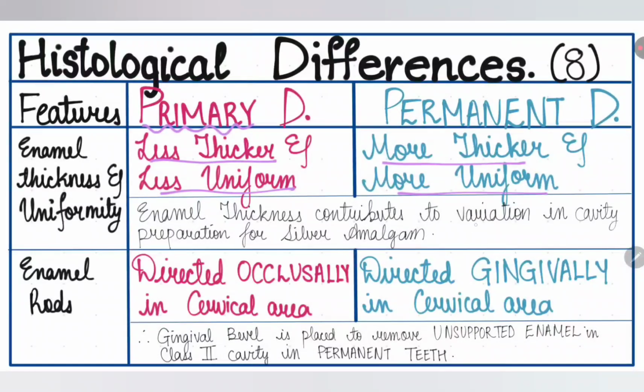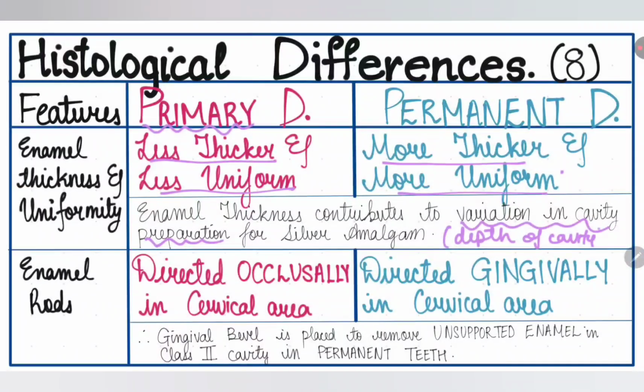Now why is enamel thickness important? Because enamel thickness contributes to variation in cavity preparation. For example, in permanent dentition the enamel is thicker, so a deeper cavity can be prepared, and in primary dentition the enamel is thinner, so shallow cavities have to be prepared. So the depth of the cavity varies due to the thickness of enamel.